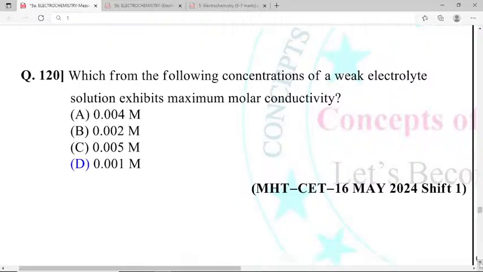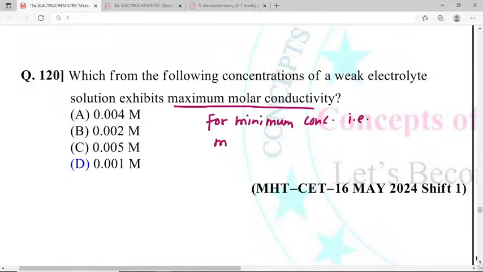Which from following concentration of weak electrolyte exhibit maximum molar conductivity? Maximum molar conductivity for minimum concentration, that is maximum dilution.